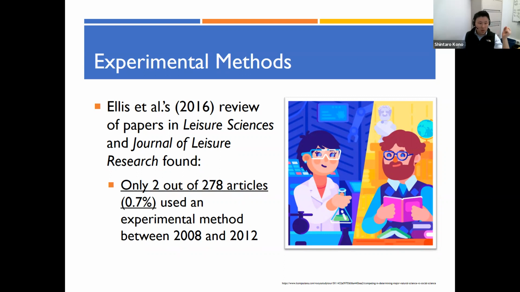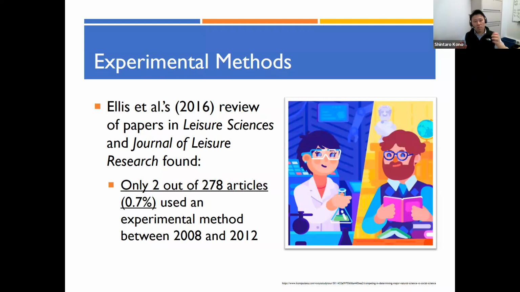But the chapter also mentioned, based on Gary Ellis and colleagues' review of the papers in Leisure Sciences and Journal of Leisure Research, which are the two top journals in the field of social psychology of leisure, in leisure studies in general: over the 278 articles published between 2008 and 2012, over that 5-year period, only 2 studies used experimental methods. Why? Because of those disadvantages that we just talked about, to an extent. So it's underutilized these days.